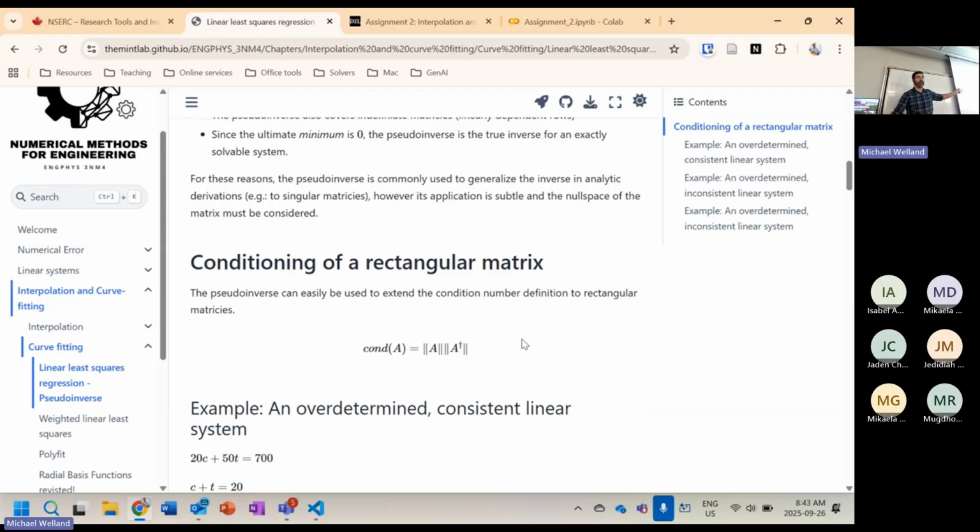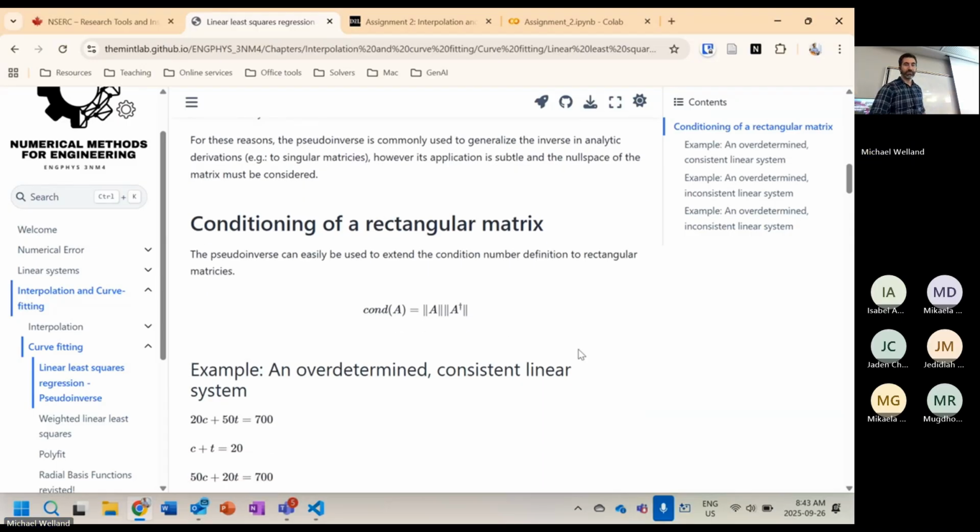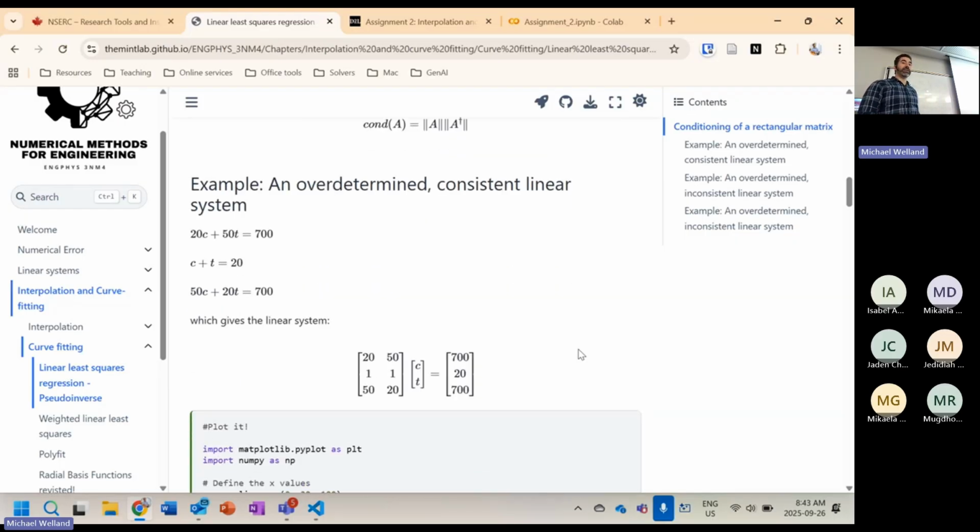The condition number for a matrix. You cannot find the determinant of a rectangular matrix. It doesn't exist. But you can find the pseudo-inverse. So for the condition number, all you do is go through and wherever you saw inverse, you slap on a dagger, and all the exact same implications apply, which is fantastic. Super convenient. Okay, there is a subtlety.